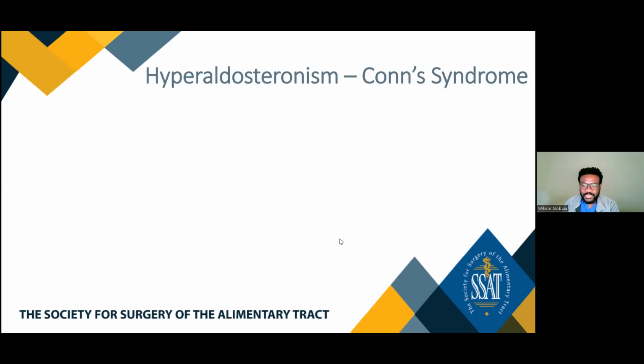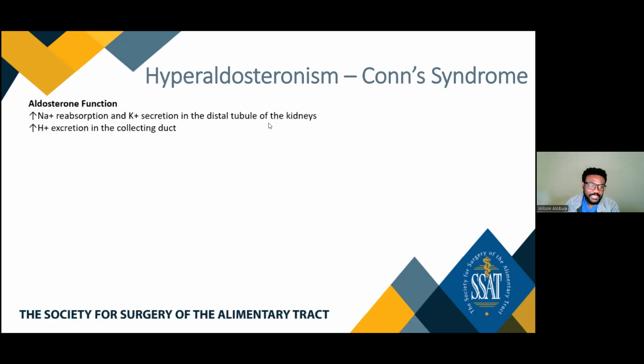So going through these from the top, from the glomerulosa, we have aldosterone. And this aldosterone works by increasing sodium reabsorption and potassium secretion in the distal tubules of the kidneys, and also leads to increased hydrogen excretion in the collecting duct. And this actually happens through the renin-angiotensin pathway, if you remember from medical school.